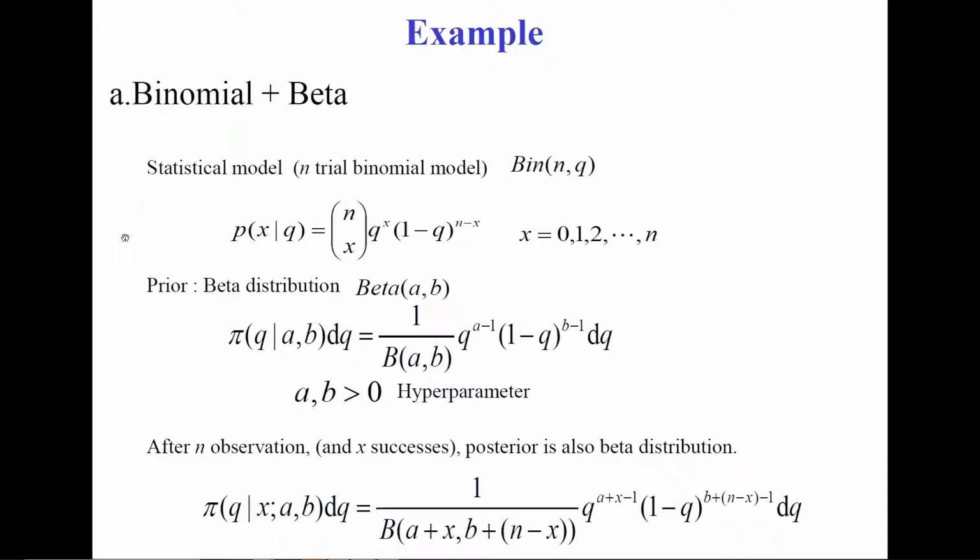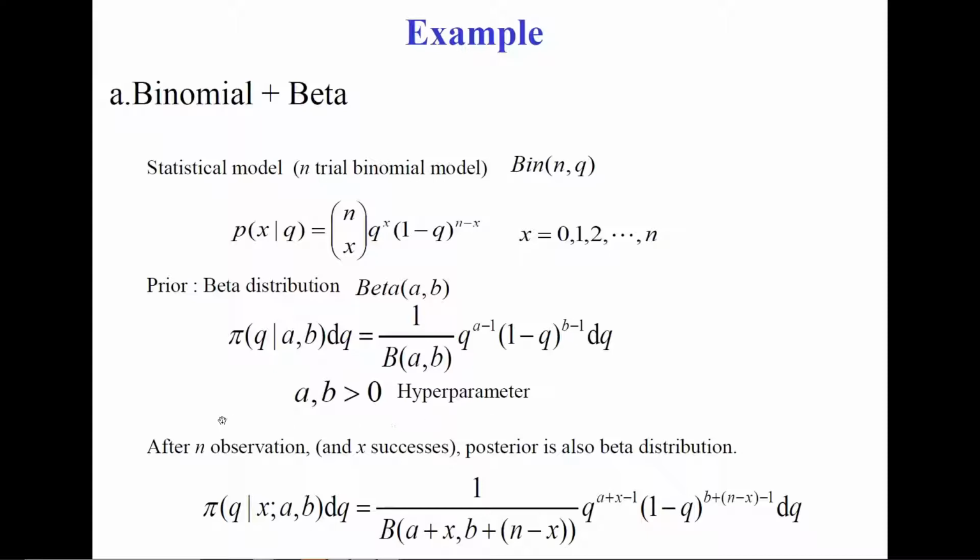For this statistical model, the conjugate prior is given by a beta distribution. The support of the beta distribution is between 0 and 1. Here, B(a, b) denotes the beta integral, which is a normalizing constant. And a and b are positive constants called hyperparameters.